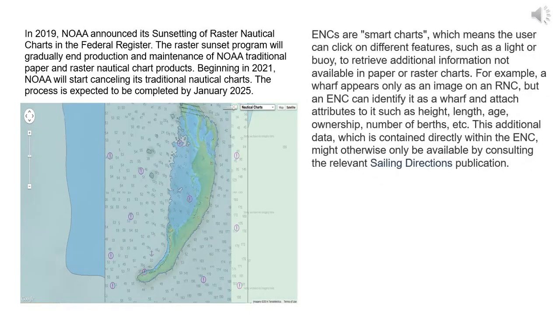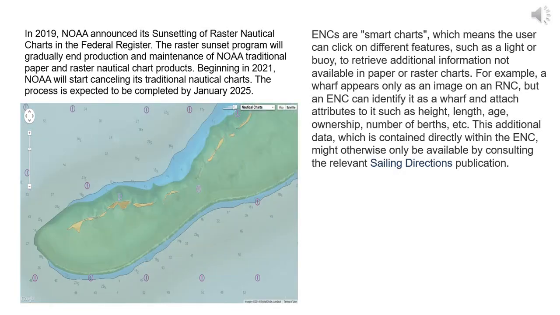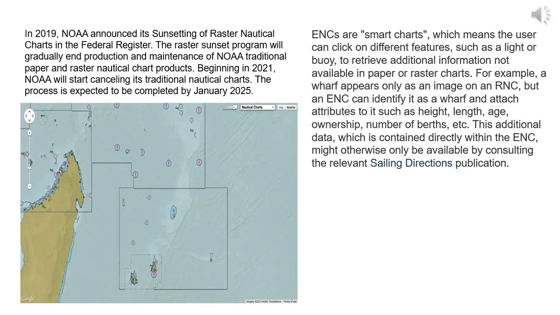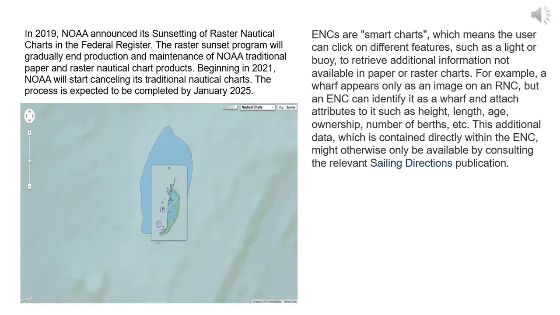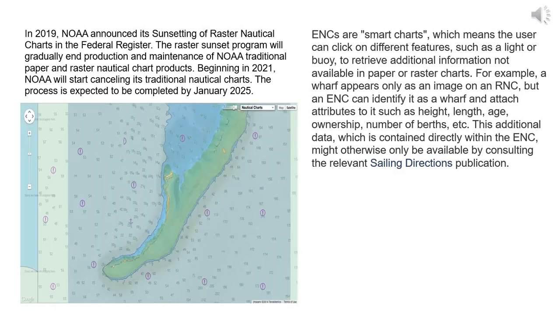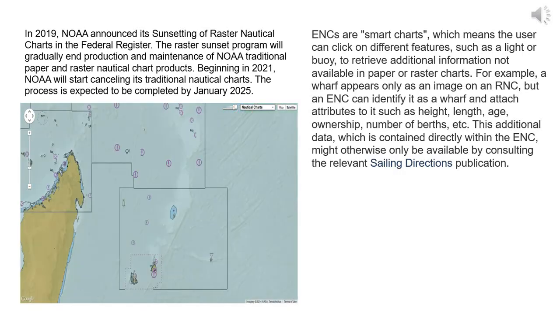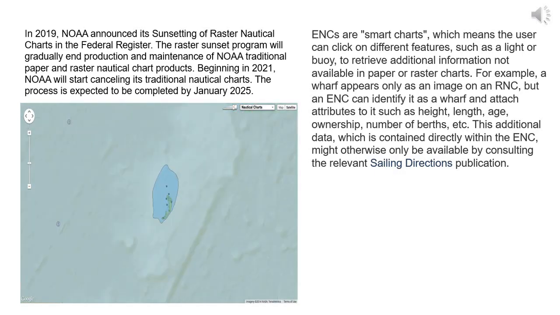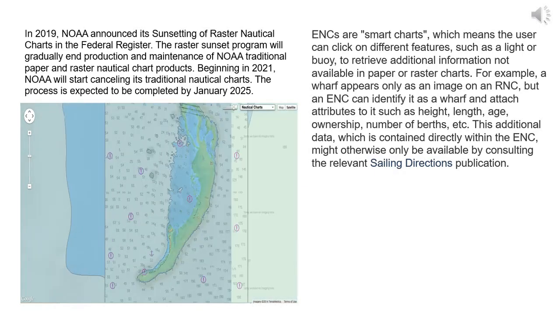ENCs are smart charts, which means the user can click on different features, such as a light or buoy, to retrieve additional information not available in paper or raster charts. For example, a wharf appears only as an image on an RNC, but an ENC can identify it as a wharf and attach attributes to it such as height, length, age, ownership, number of berths, etc.